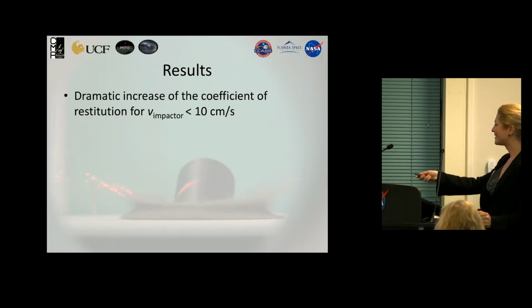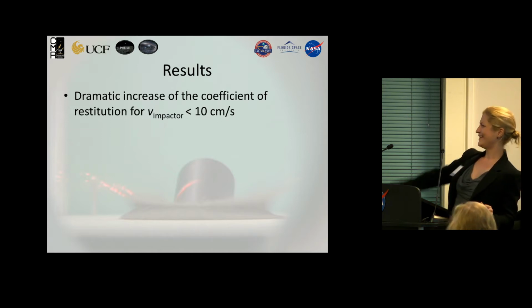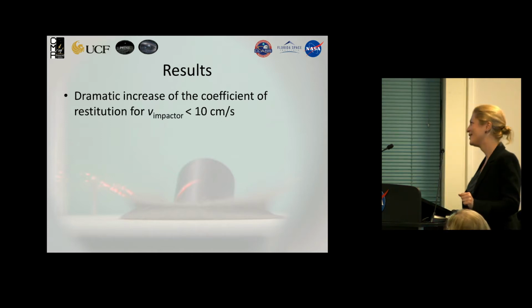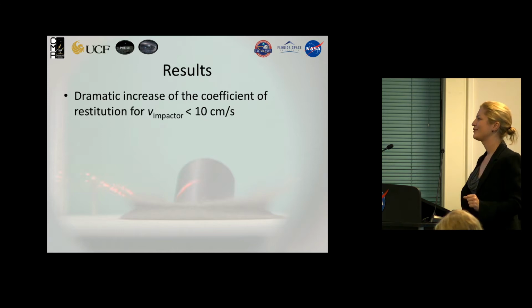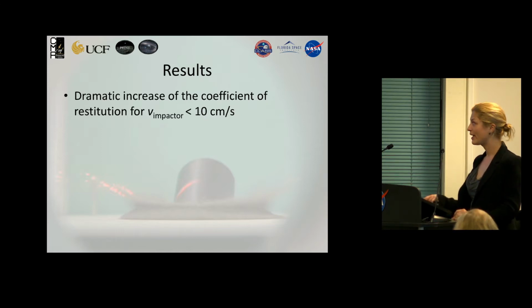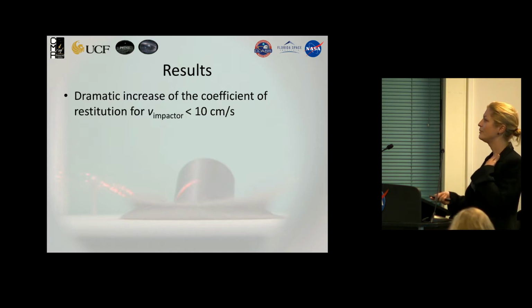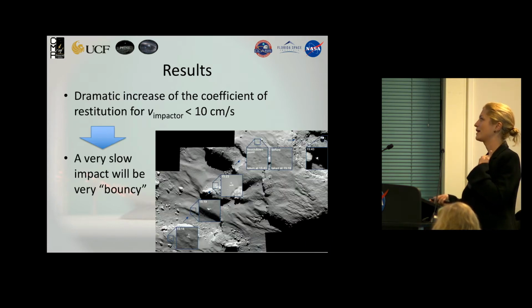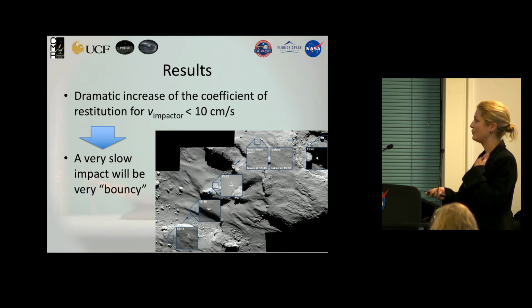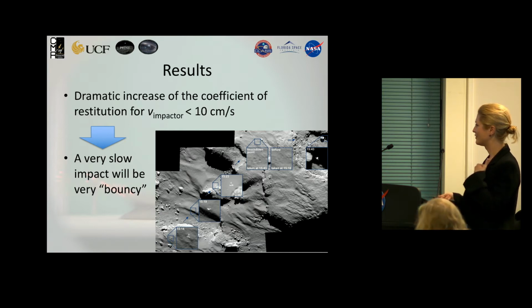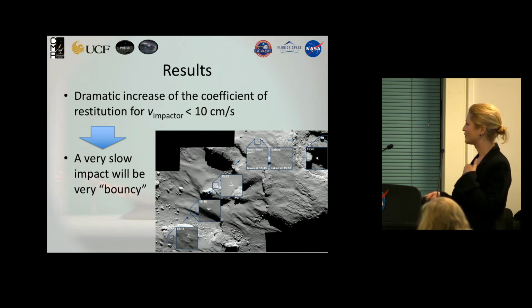I have to stop. No? Okay. That's the end. So the results we get, in our data, we see a dramatic increase of coefficient of restitution on regolith beds in microgravity for impact speeds lower and lower than 10 centimeters per second. So very slow impacts will be very bouncy. Here I have a picture of the Philae lander, which actually bounced off the surface of a small body.